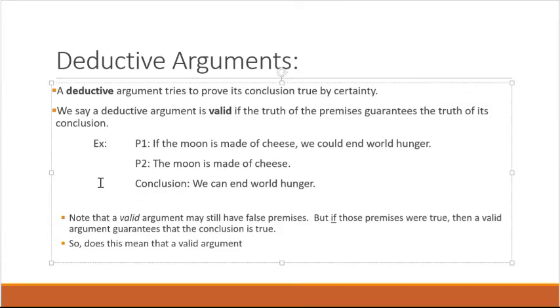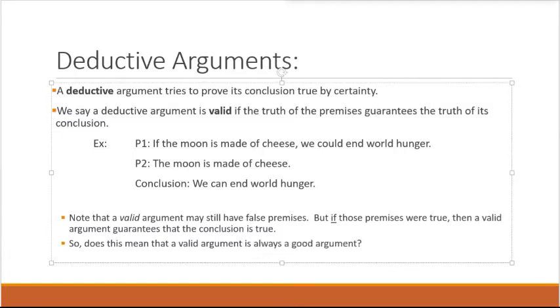If not, that would be a good thing to write a comment or post something to one of our forums. But my claim to you is that this is a valid argument. Okay? But that doesn't mean that it has true premises, right? Validity refers only to if the premises were true, then the conclusion must also be true.